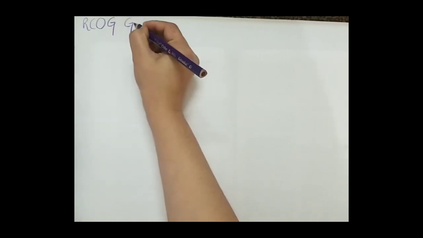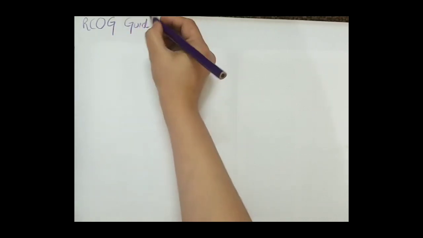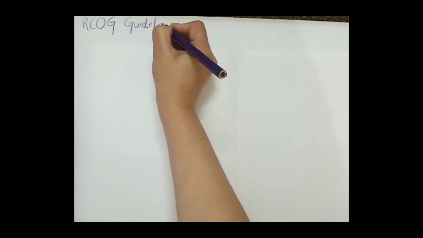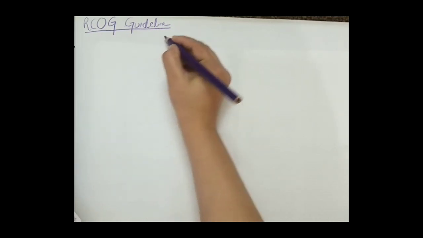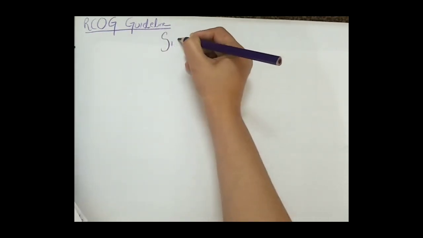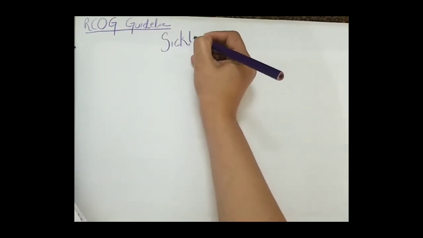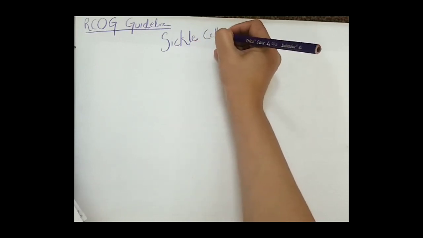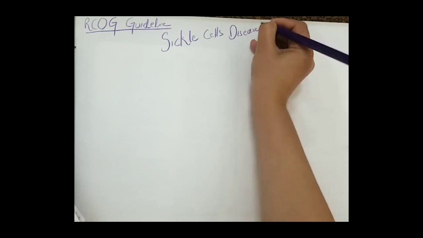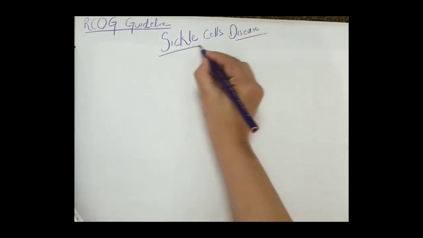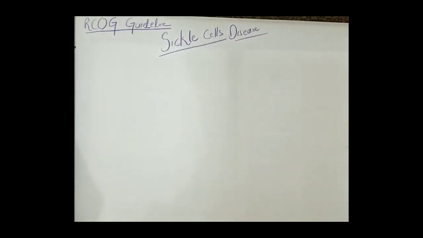I have presented different videos about the RCOG guideline in which I have used PowerPoint and other methods, but in this video I would like to make use of my own drawing so that understanding becomes easy for you, and this topic becomes a little more interesting. So this is the RCOG guideline about sickle cell disease.